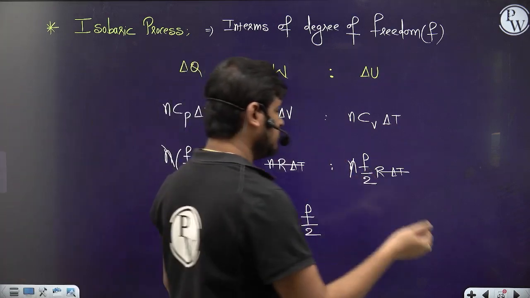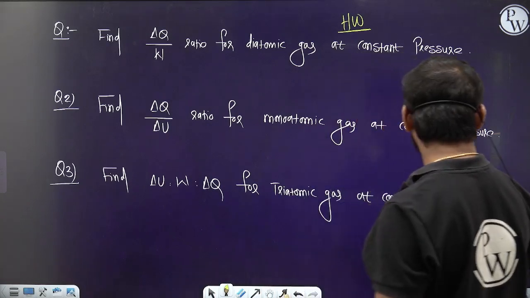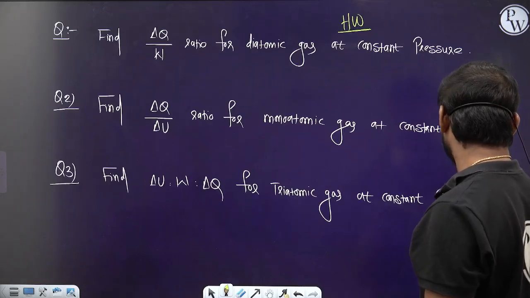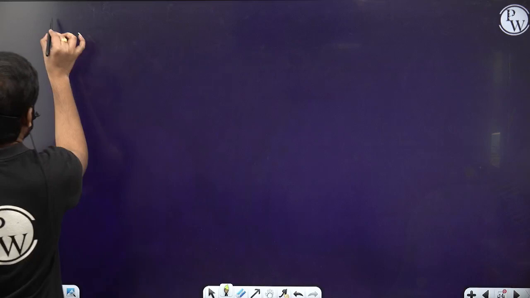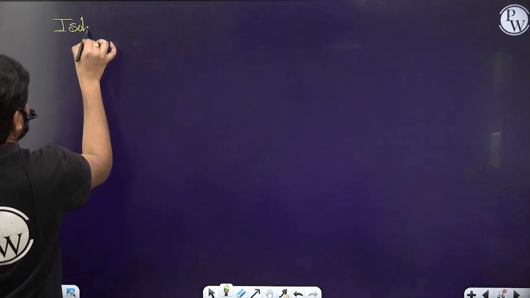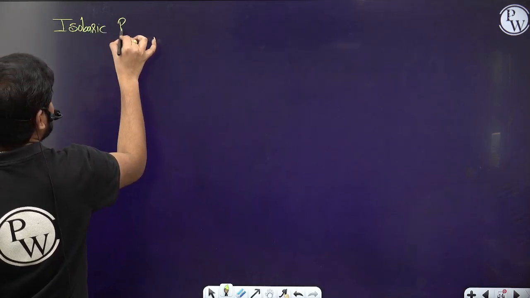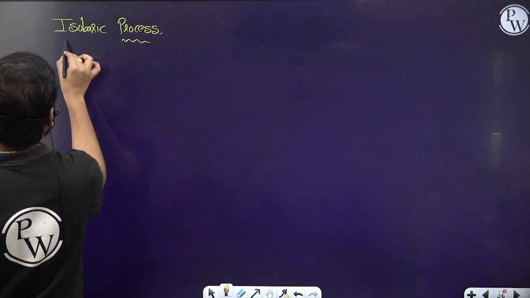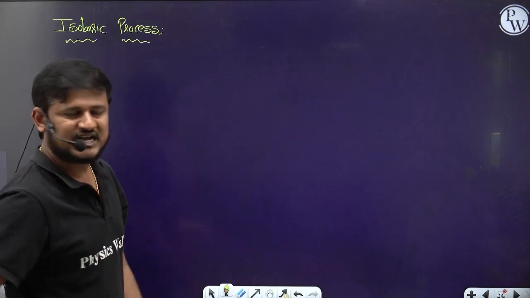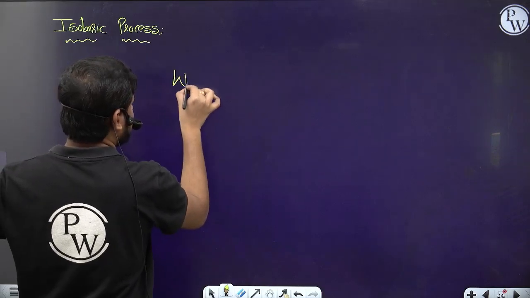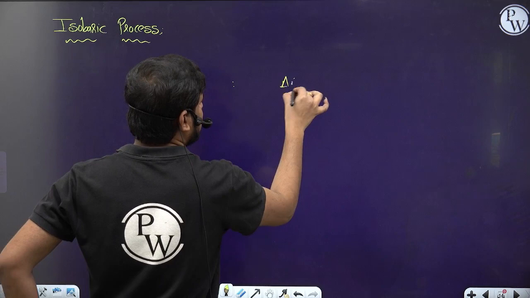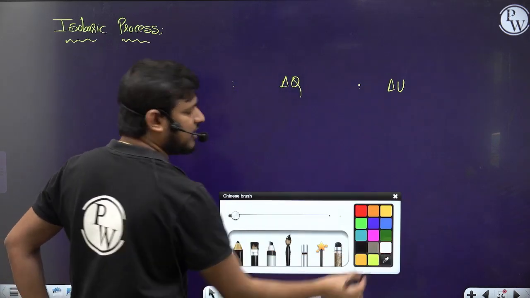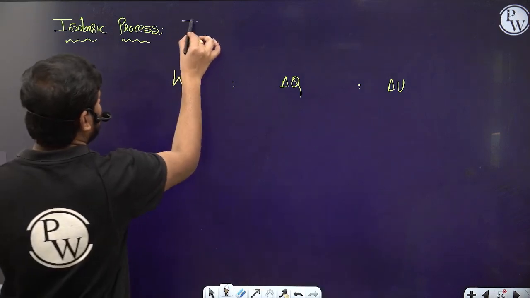Sir, can we write in terms of gamma? Yes, we can write it in terms of gamma also. So in the isobaric process, let's write the ratio of W to Q to delta U. W is the work done, Q the heat, and delta U the internal energy. So let's write it in terms of gamma.